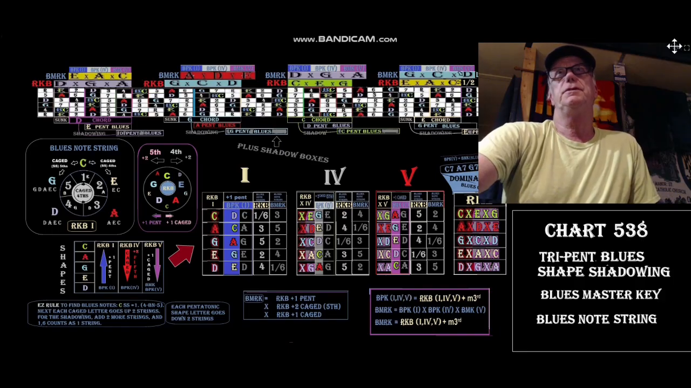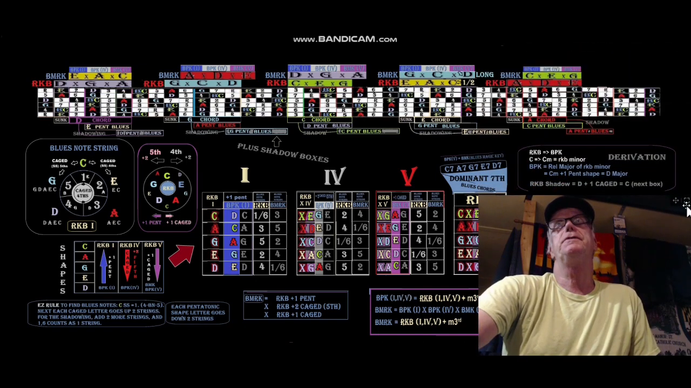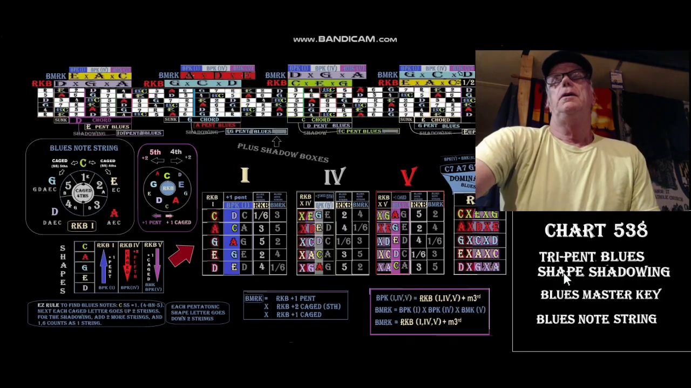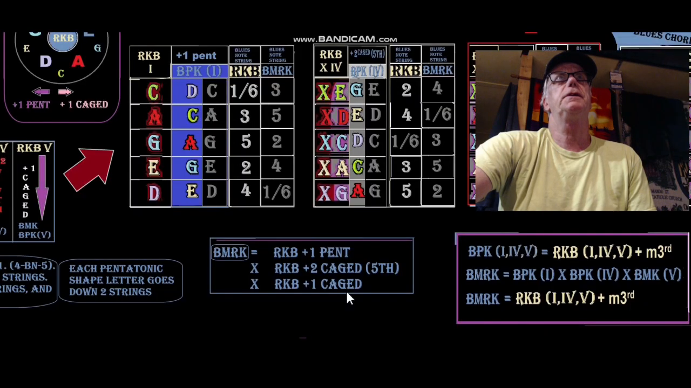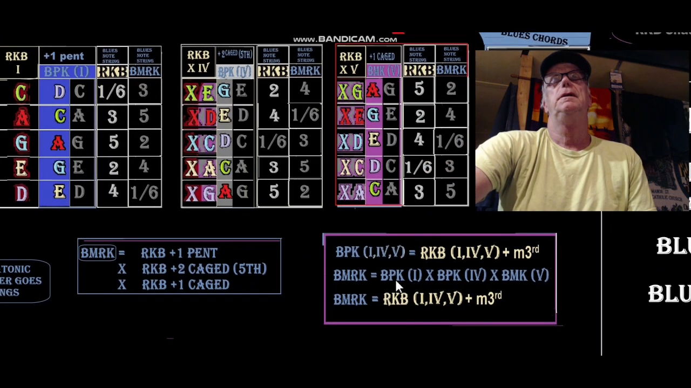Try Pent blues, shape shadowing, blues master key, blues note string. These are very important topics. The Pent blues, okay, it's really the blues master key there. So the blues master key is the blues Pent key 1 cross blues Pent key 4 cross blues Pent key 5, which is the blues magic key.